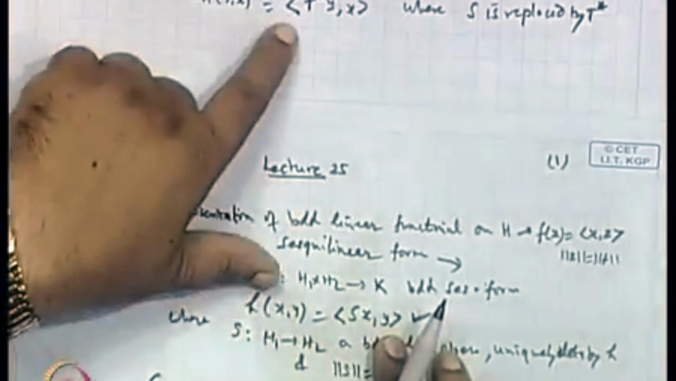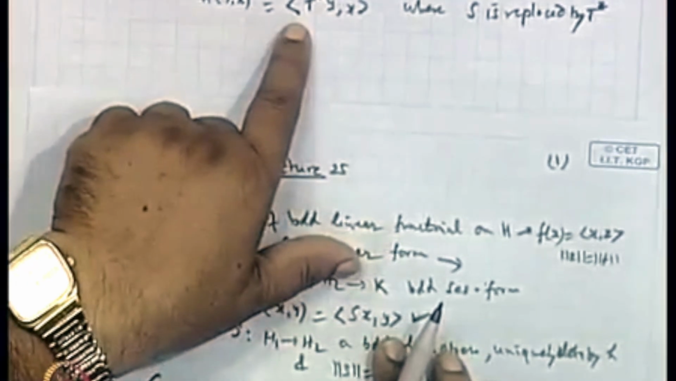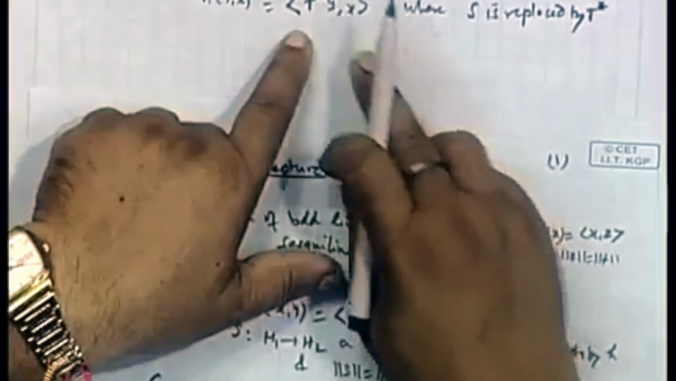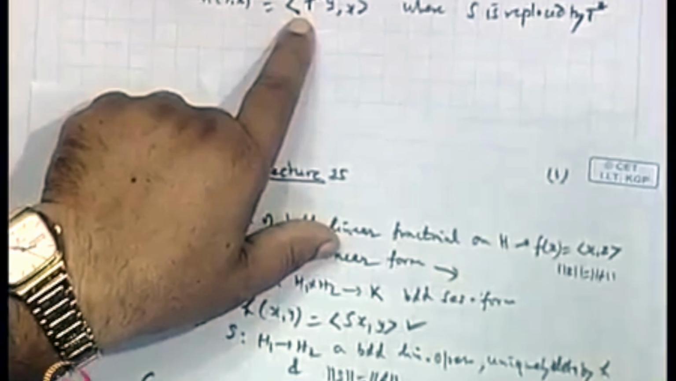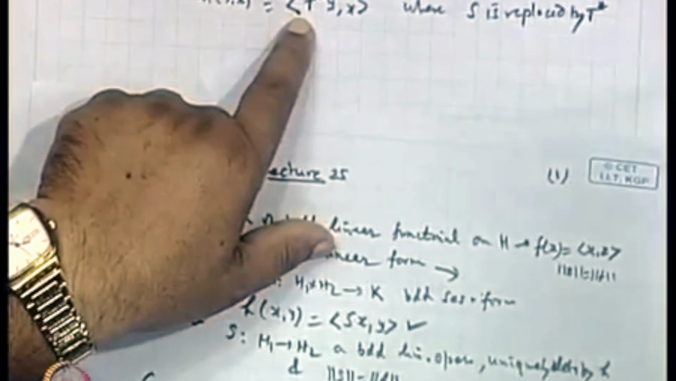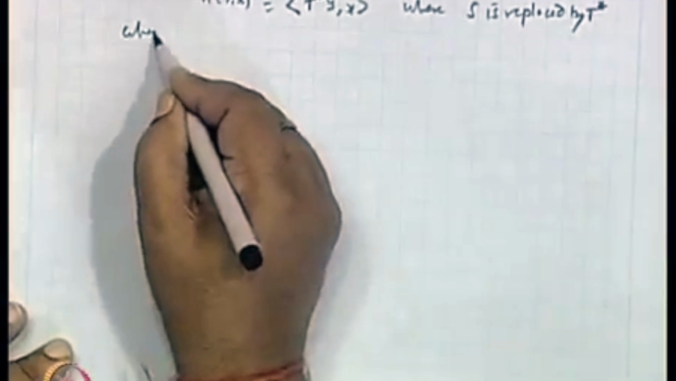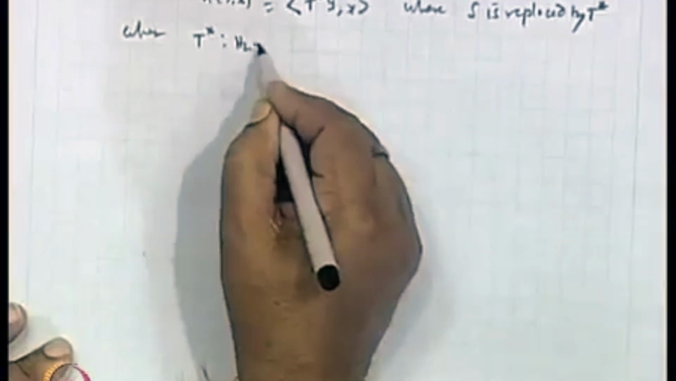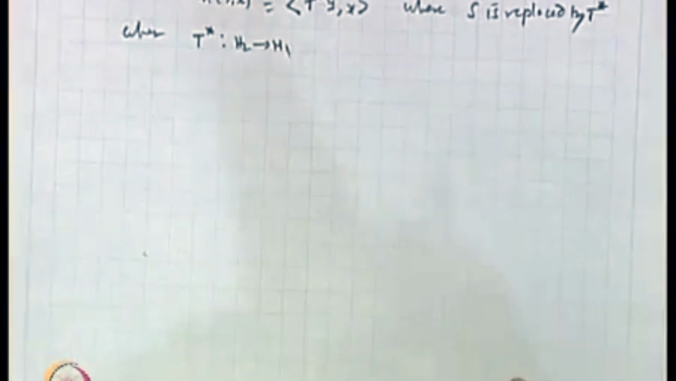If I compare the right hand side along with this, what should I write? X will remain as it is, y will remain as it is, plus an operator will come. So that's why S will be replaced by T star. But the domain of T star will be what? H2. And the range will be H1. So you can say that T star is a mapping from H2 to H1. Is it correct? It is unique.